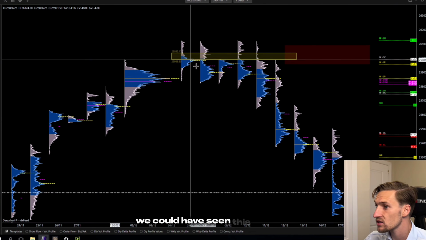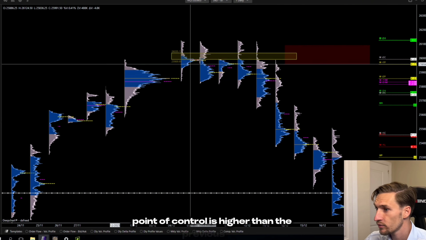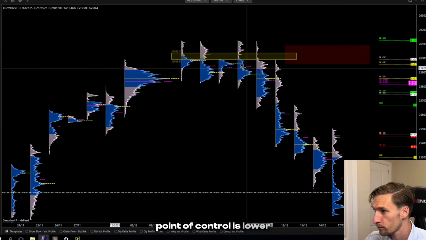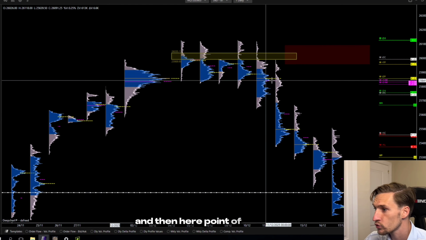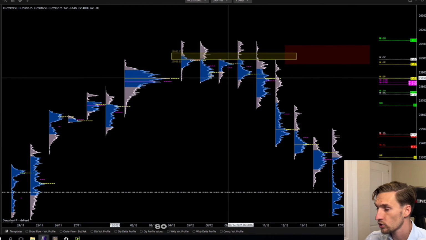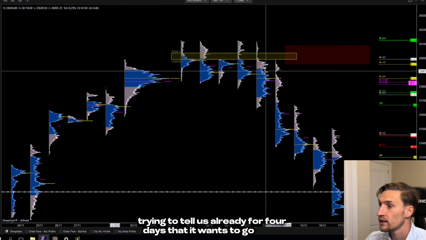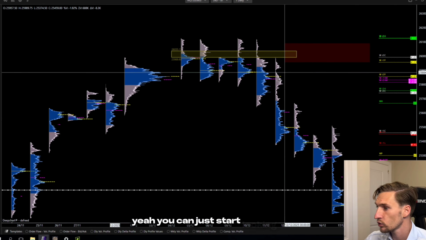We could have seen this coming, because what do we see here? Point of control is higher than the previous day. Point of control is lower. Point of control is lower. Point of control is almost the same. And then here, point of control is way lower. So the market is actually trying to tell us already for 4 days that it wants to go down. And if we see something like this, you can just start looking for shorts.